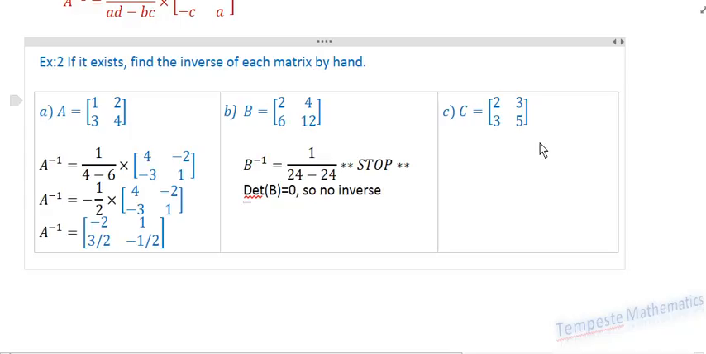Okay, now we're looking at C inverse. Starting with the coefficient outside, 1 over 2 times 5 is 10, minus 3 times 3 is 9. Ooh, I must have picked a nice one for you. Times, just so I don't have to format the matrix again, the A and the D swap places, and the B and the C become negative.